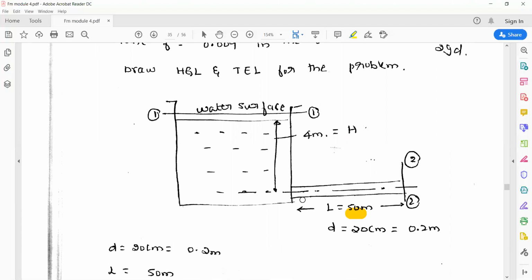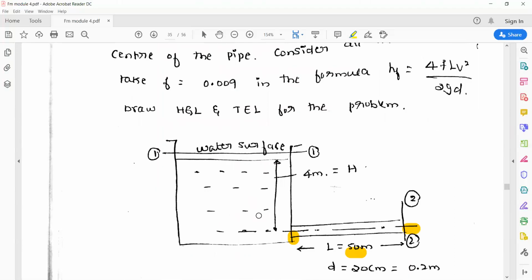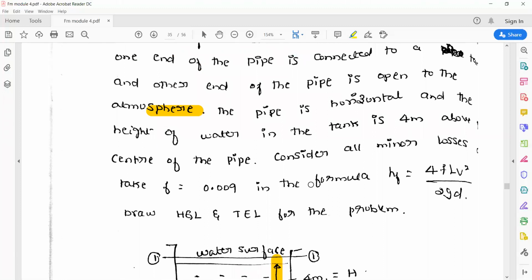So one end of the pipe is connected to the tank and the other end is open to atmosphere. All right, so that is what they have given. The pipe is horizontal and the height of water in the tank is 4 meter above the center of the pipe. You can see from the center of the pipe, the height is 4 meter. So you can take it as 4 meter.